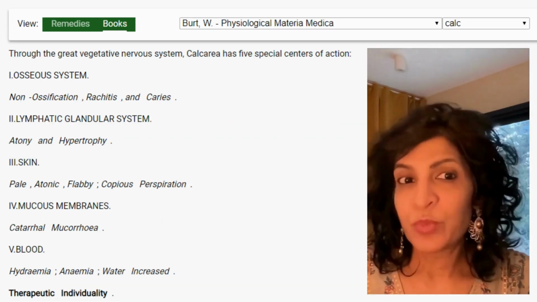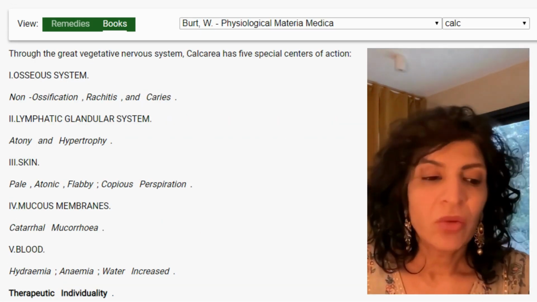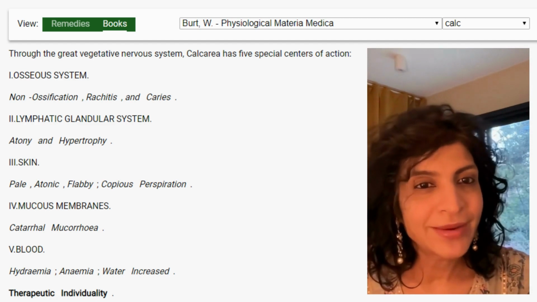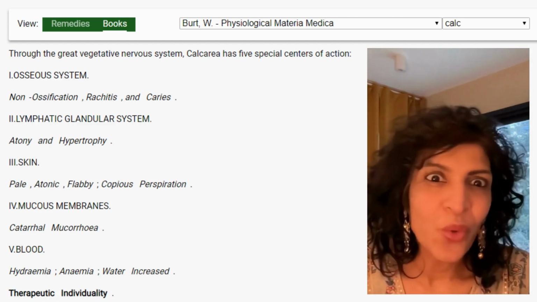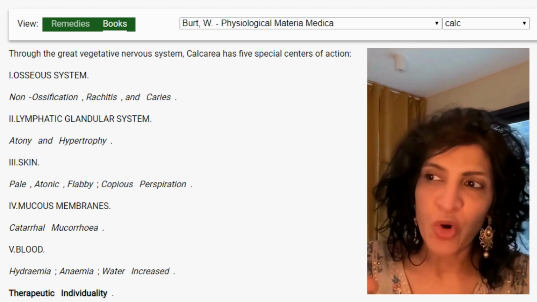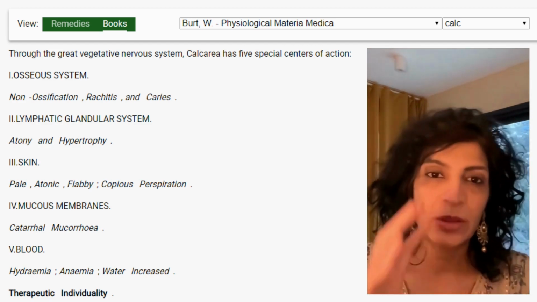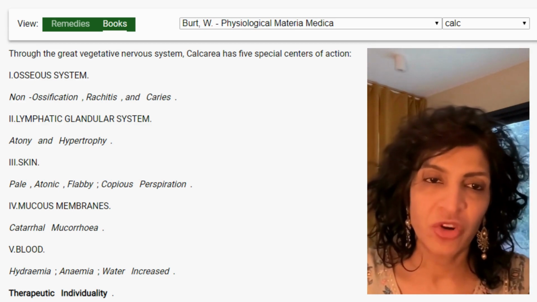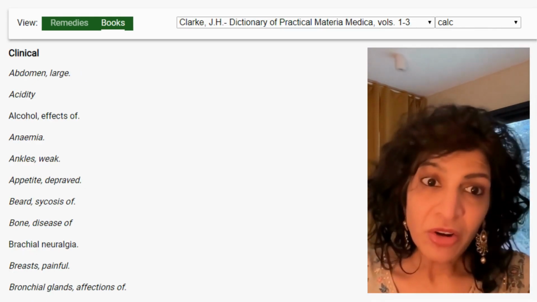The next one is Bird's Physiological Medica. Now, this gives you the systematic understanding of these 4 or 5 important key systems and important key pathophysiological places where Calc Carb has its action. Then we have Clark, JH.